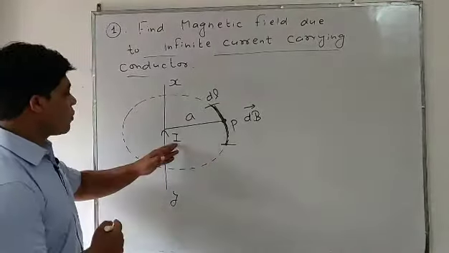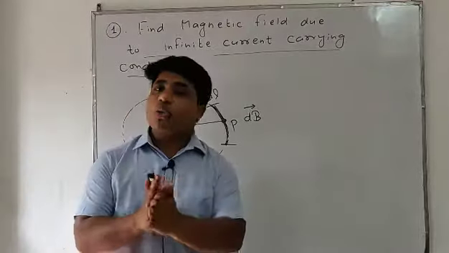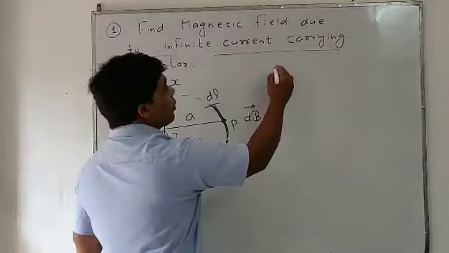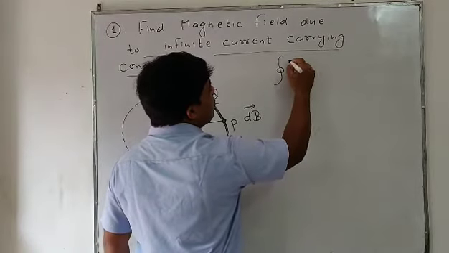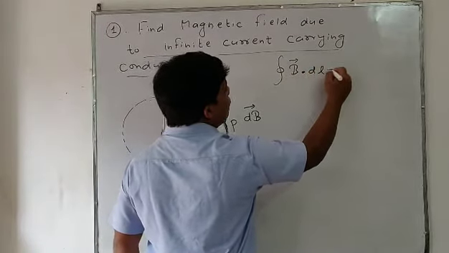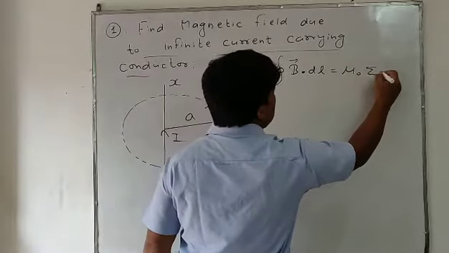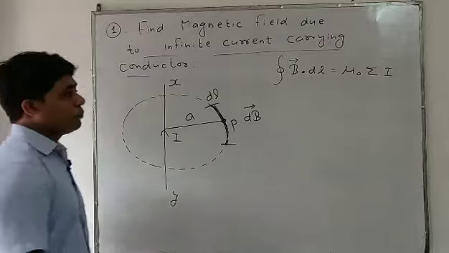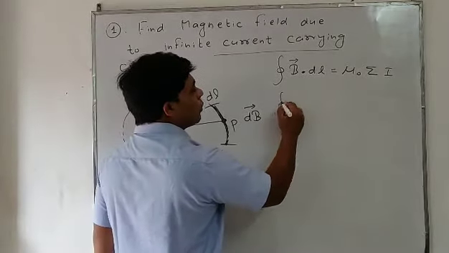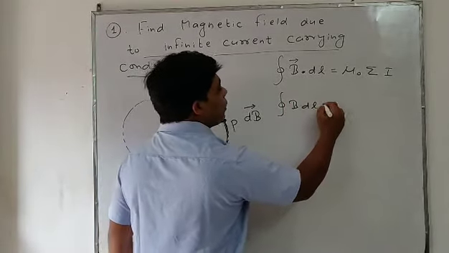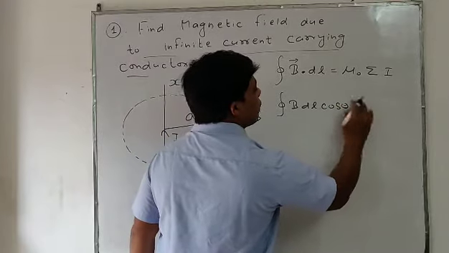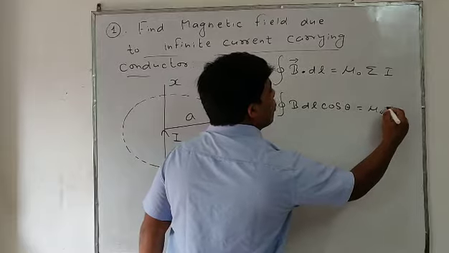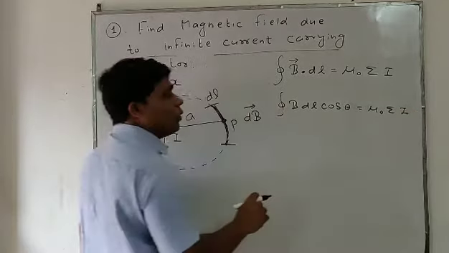Now the current comes inside the closed surface. Whenever the current comes inside a closed surface, we can apply Ampere's circuital law. So now I'm going to apply it. The linear closed integration of magnetic field is always equal to mu naught times the total current. B dot dl equals mu naught sigma I. Whenever you remove the dot, there always comes cos theta: B dl cos theta equals mu naught sigma I.